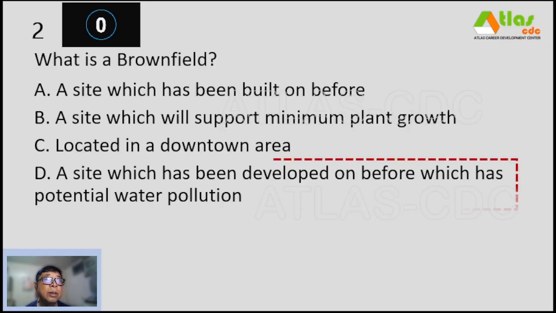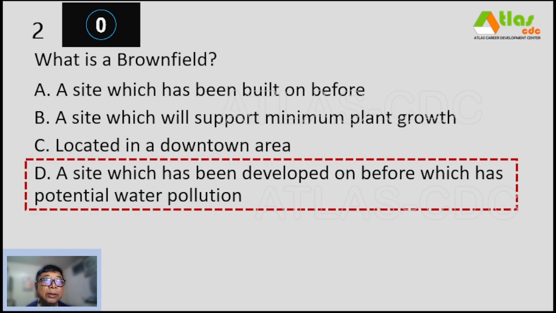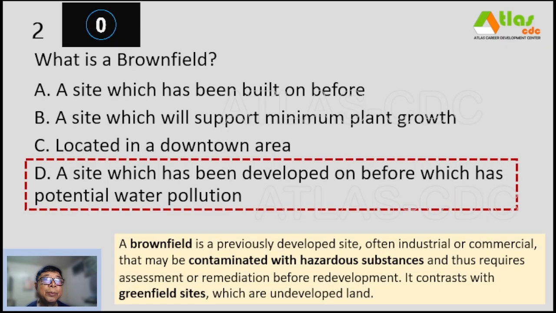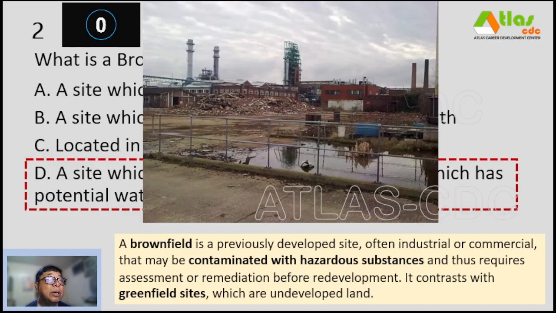And our correct answer is letter D, a site which has been developed on before which has potential water pollution. So a brownfield is a previously developed site, often industrial or commercial, that may be contaminated with hazardous substances and thus requires assessment or remediation before redevelopment. So it contrasts with greenfield sites, which are undeveloped land.